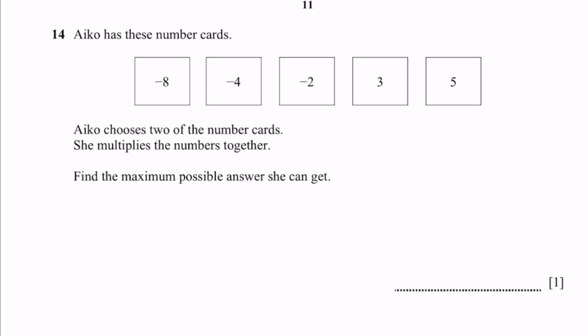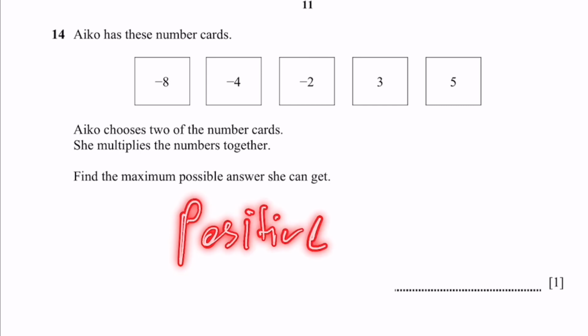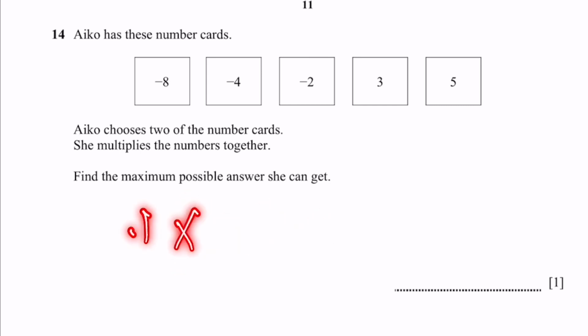Question 40. Aiko has these number cards. Aiko chooses 2 of the cards and she multiplies the numbers together. Find the maximum possible answer she can get. We know that we need to get a positive number. And to get that, we can multiply a positive into positive or a negative into negative.